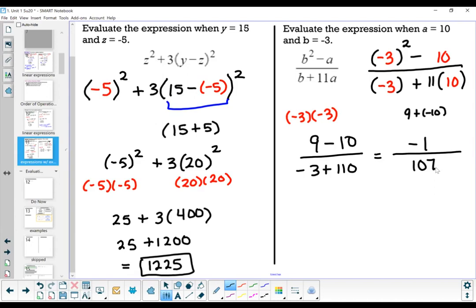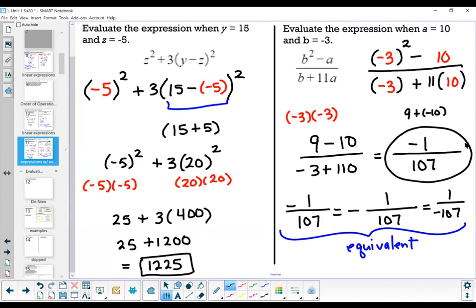Okay, there's 3 ways we can write this answer as a fraction. All right, so the first one is a negative divided by a positive, which means we have a negative number. The second answer here is basically just showing you have a negative fraction, negative and then 1 over 107. The third fraction says a positive number divided by negative. +1 divided by -107. So a positive divided by a negative is a negative.